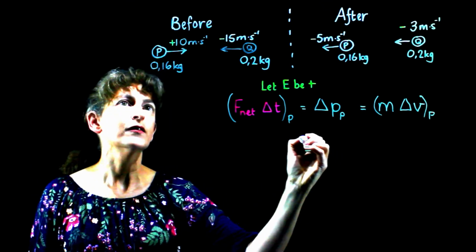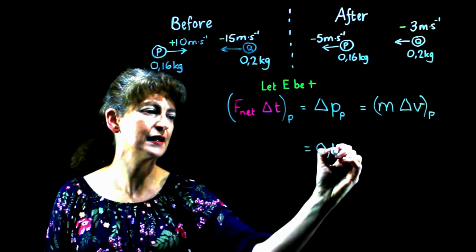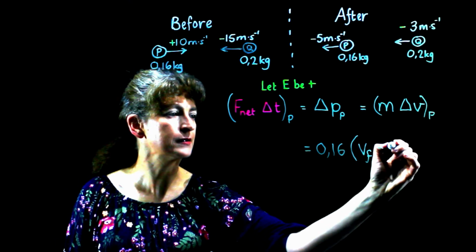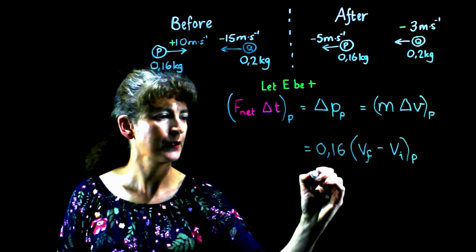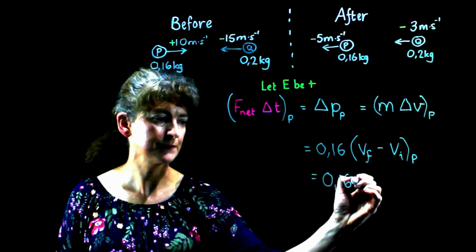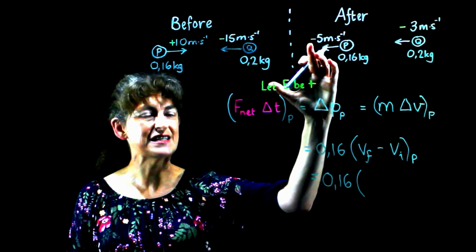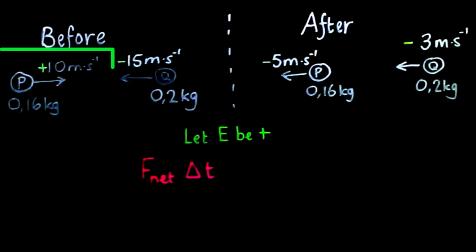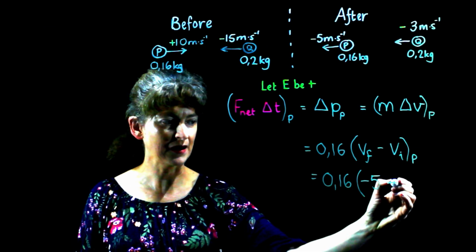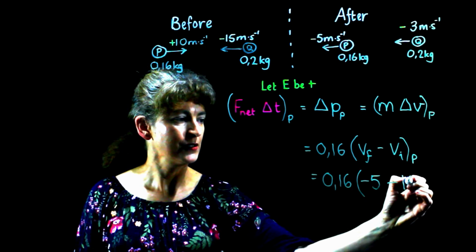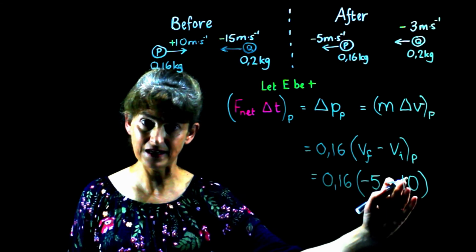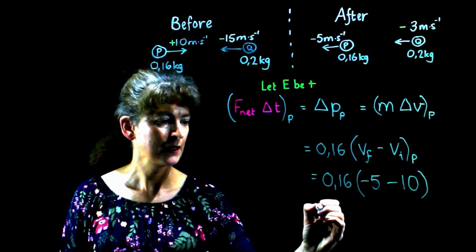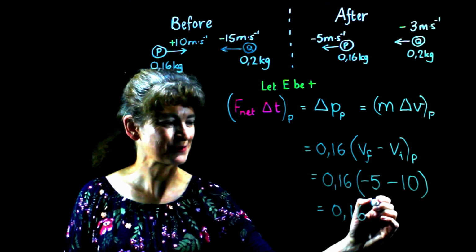So what is that equal to? The mass of P is 0.16 kilograms, and the change in velocity is final velocity of P minus initial velocity of P. What are they? Be careful of signs. So the final velocity of P is negative 5 meters per second, minus the initial velocity, which is positive 10 meters per second. But that minus is from the equation there. So we can see that minus 5 minus 10 is minus 15. Minus 15 meters per second is the change in velocity. We can do it in one step, but let me just make it explicit.